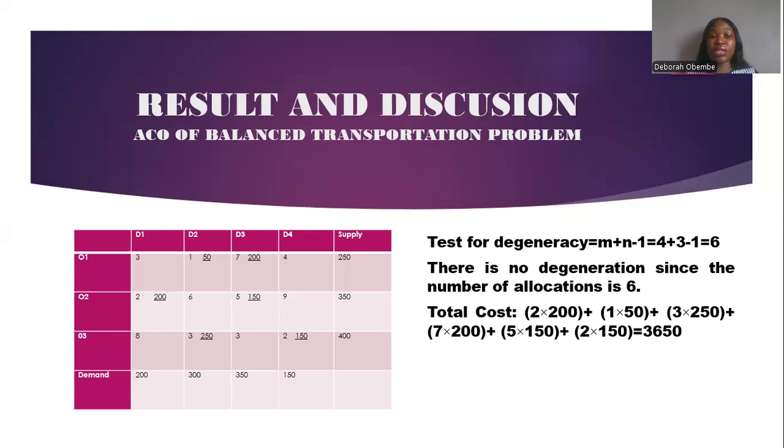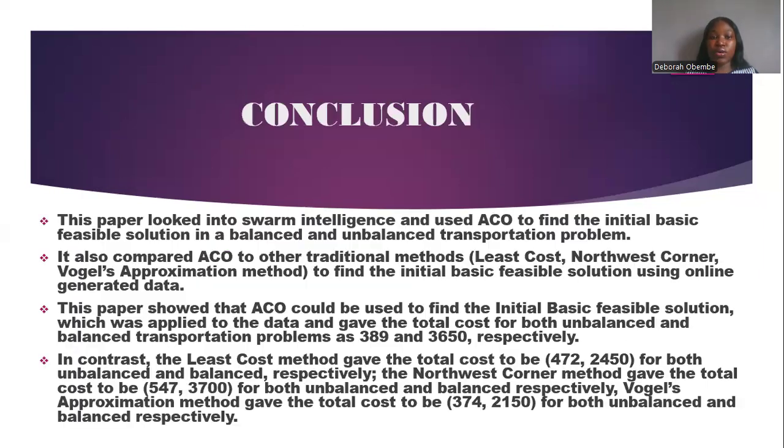Our result for the ant colony optimization for the balanced transportation problem goes the same way. The only difference is that we didn't add any dummy column or dummy row because the supply is already equal to the demand. So we test for degeneracy: number of columns, which is 4, plus number of rows, which is 3, minus 1, that is equal to 6. There's no degeneracy since the number of allocations on the table is also 6. So we'll find our total cost.